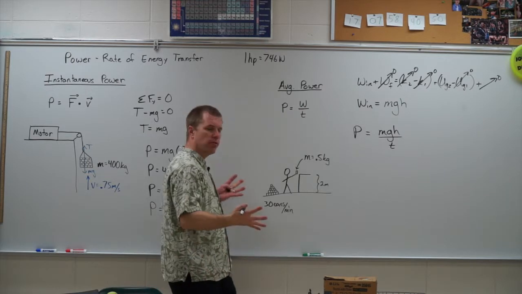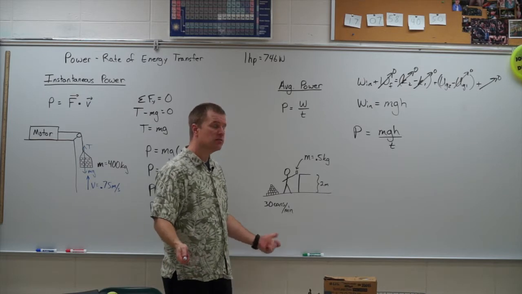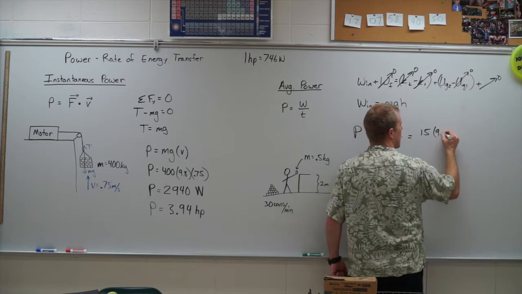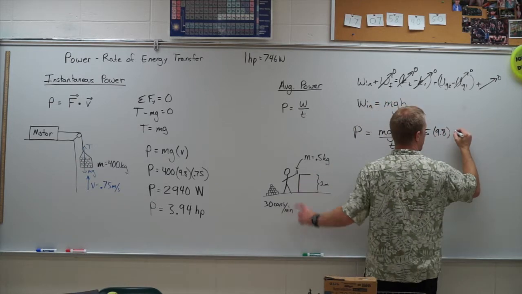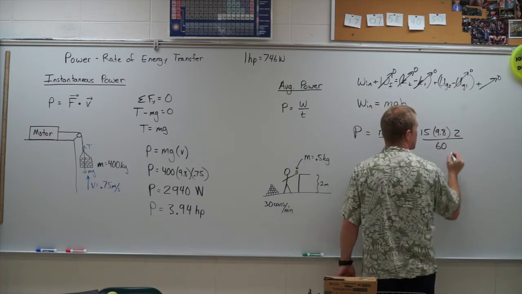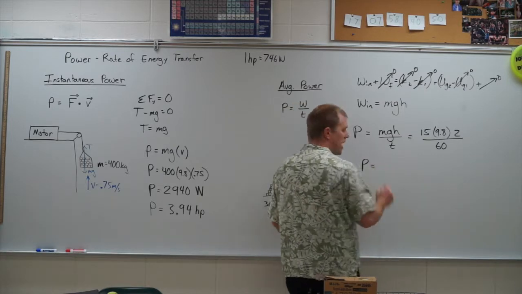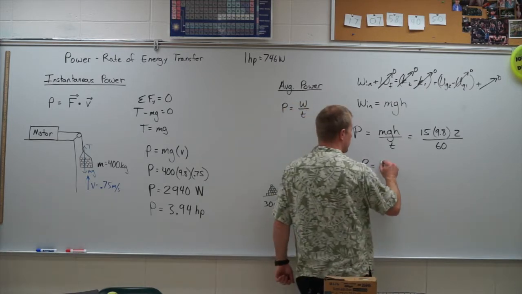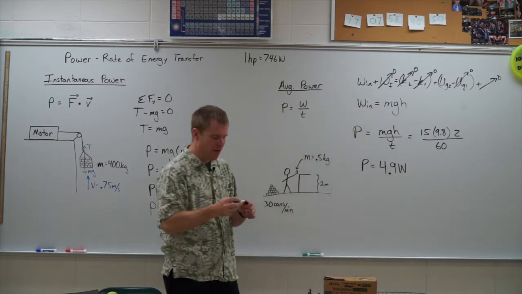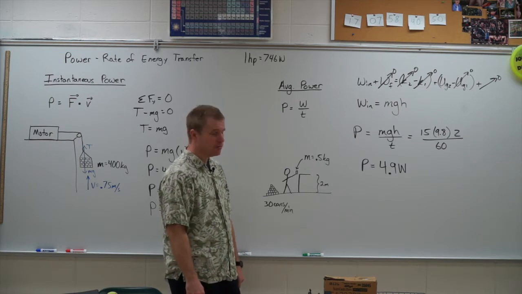And so we got to find the total mass. Well, if they lifted 30 cans at 0.5 kilograms per can, you guessed it, that's 15 kilograms times 9.8 onto a 2-meter high shelf, all divided by a time of 1 minute. So I'm going to use 60 seconds because watts is joules per second. So I get my power, and it turns out that our stock worker is operating at 4.9 watts on average during this process. Not watts of power. All right.